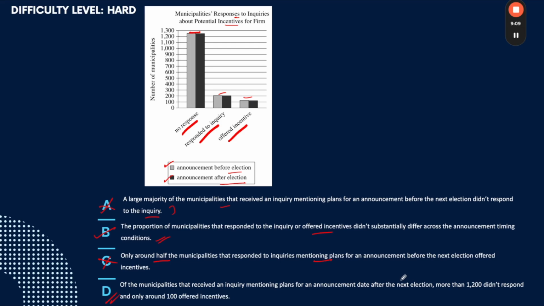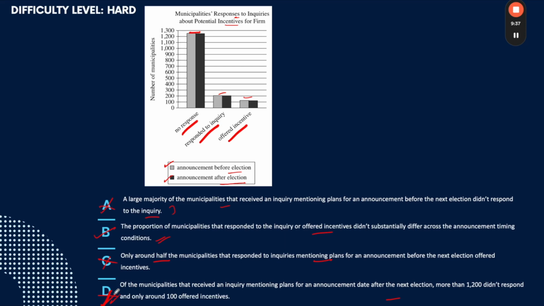It doesn't directly compare it to the response rate for before election announcements. This means it doesn't provide enough information to clearly show that the timing of the announcement, that is before or after the election, didn't matter, which is needed to weaken the hypotheses. We were very clear about what we require to weaken the hypotheses. We have to say that the timing doesn't matter, right? That is the only way we can weaken the hypotheses.